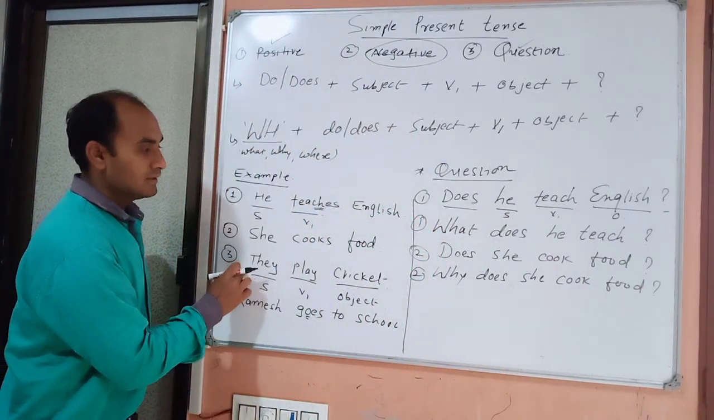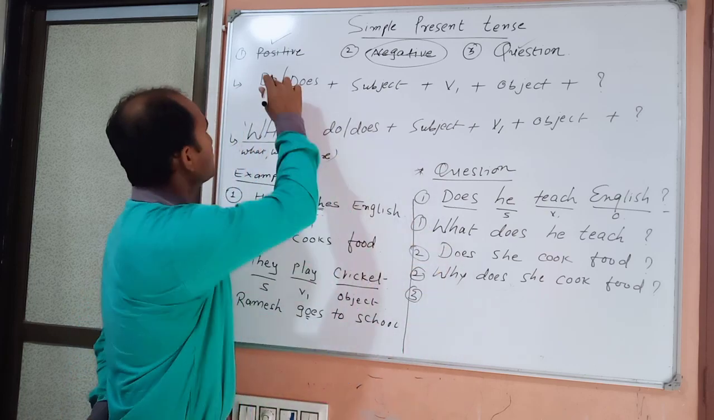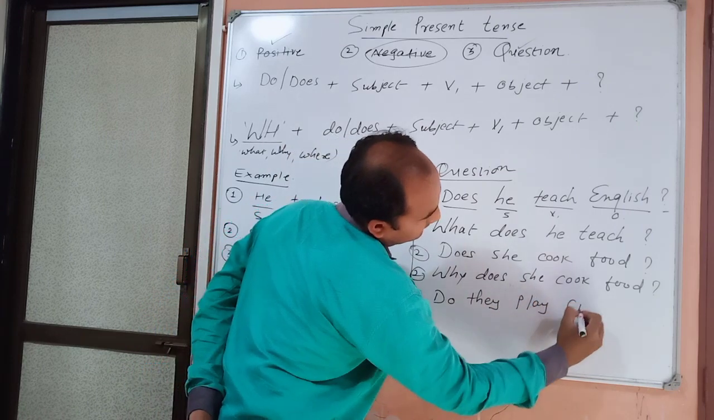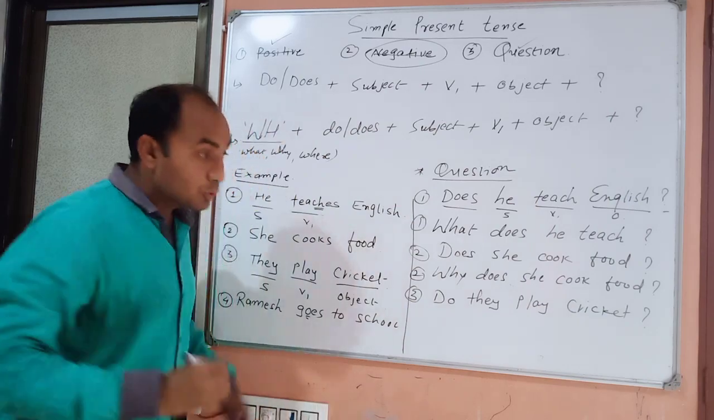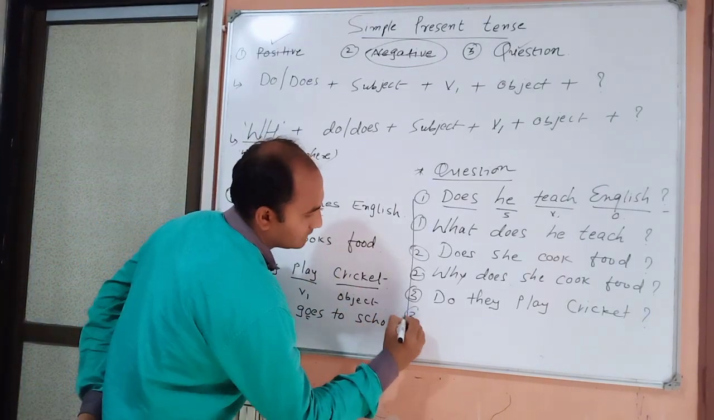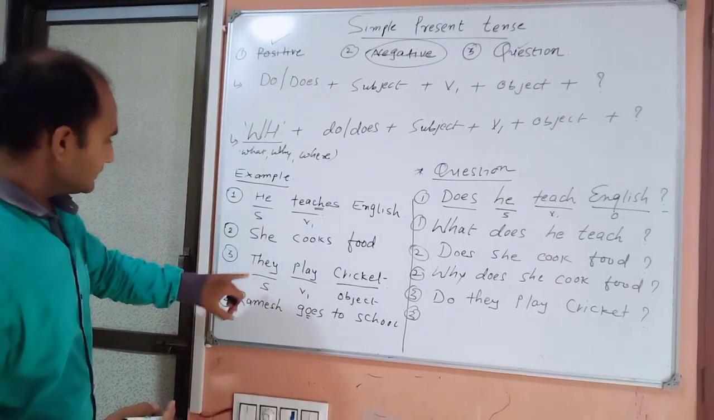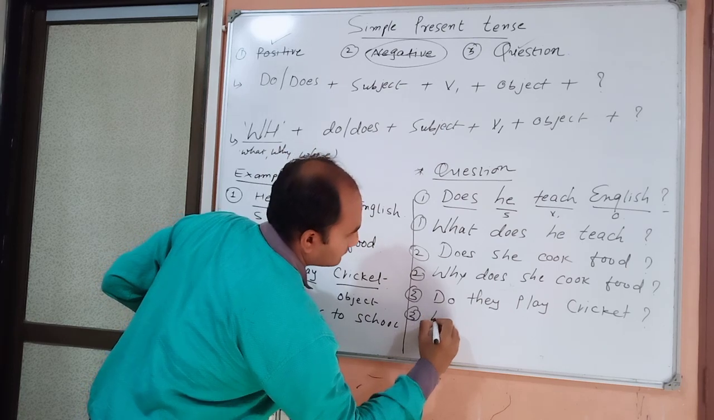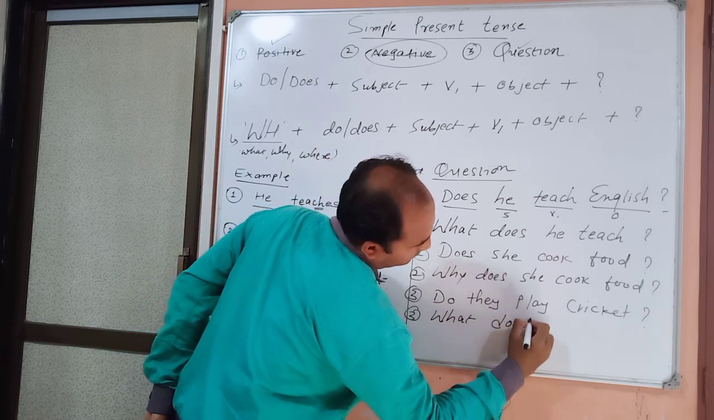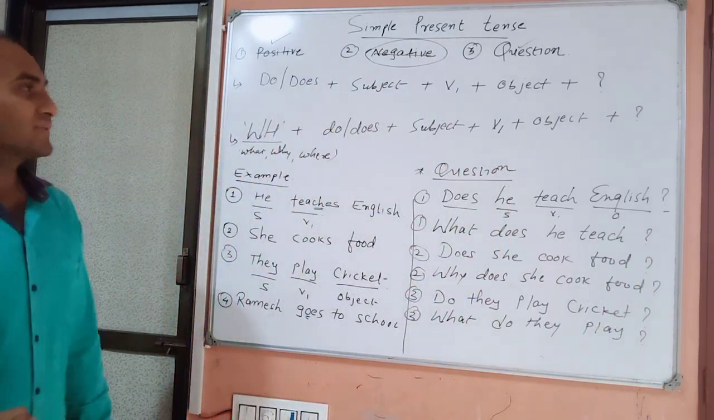And then number 3, they play cricket. So number 3, that means do will come. Do they play cricket? Do they play cricket? Yes or no? And in another way, we want to ask about that. What do they play? Then we will get the answer.